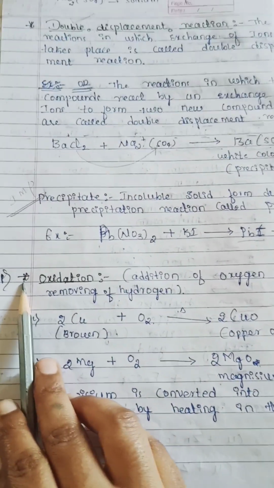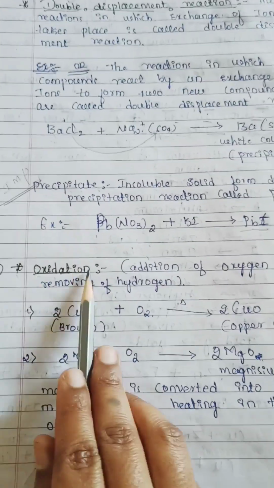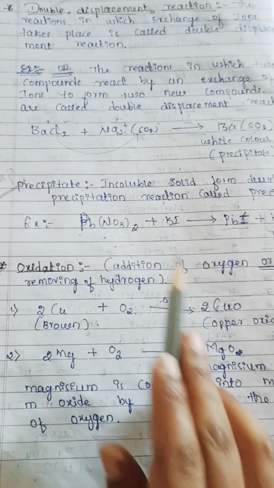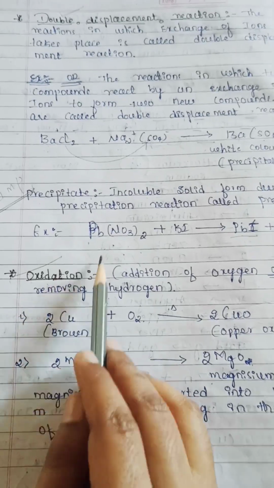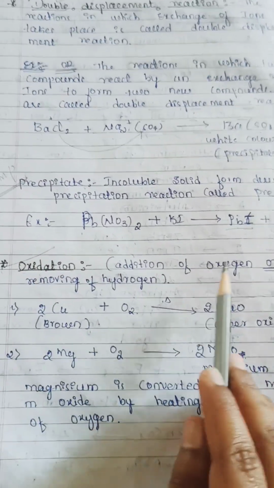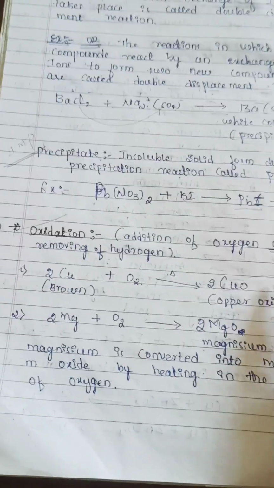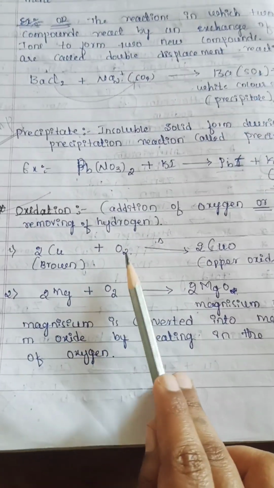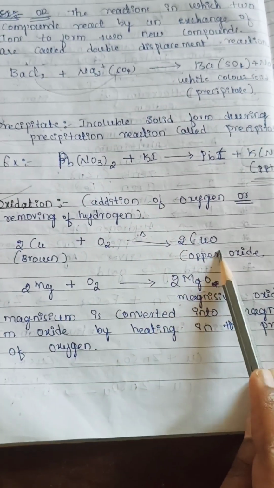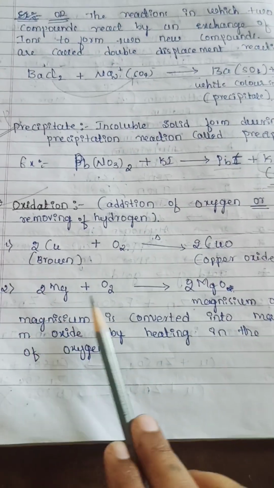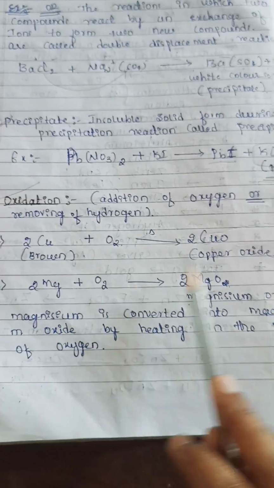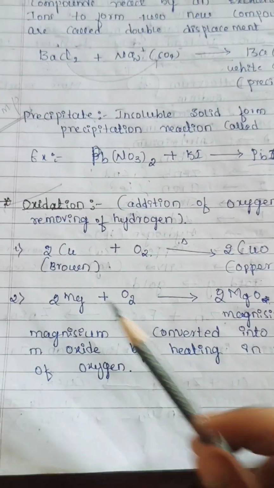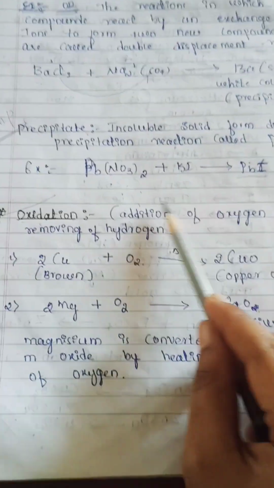So next we will move towards oxidation reaction. Oxidation means adding of oxygen or removal of hydrogen. By adding oxygen, we get oxidation. That is what we call an oxidation reaction. Here, copper when added to oxygen gives copper oxide. Mg plus O2: magnesium when added to oxygen gives MgO. So this is a balanced equation. Oxidation means adding of oxygen.